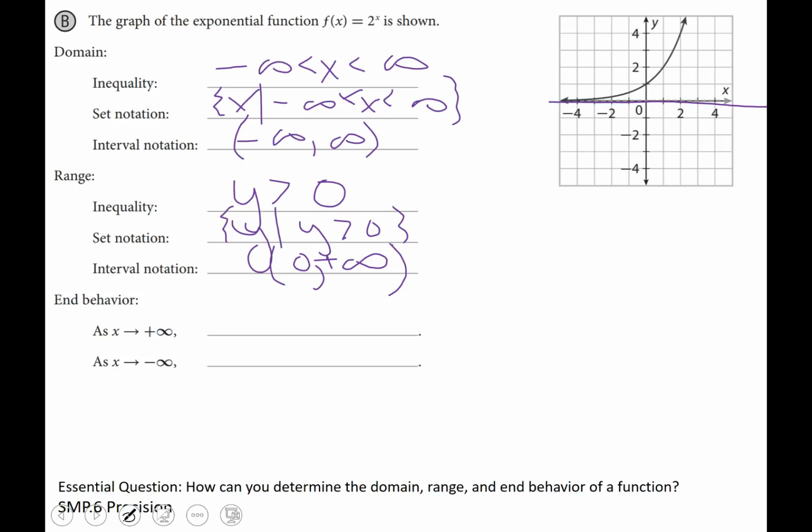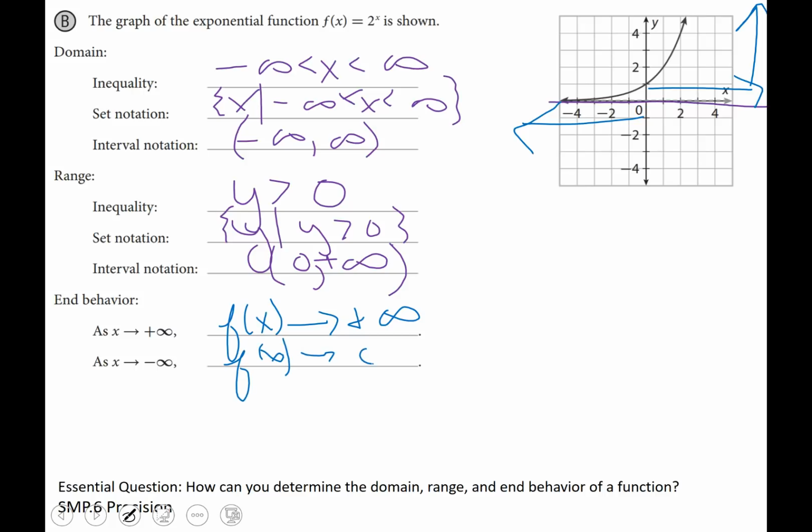The end behavior, okay, so let's see if we can get that down. Let me use a different color. So as my x's are going positive, where do the y's go to? They're also positive. So we'd say f of x approaches positive infinity. As my x values are going negative, so as my x values go towards the left, notice the y values come down and hit the 0. So the y values only approach 0, not infinity, because they stop right there. So f of x goes to 0.